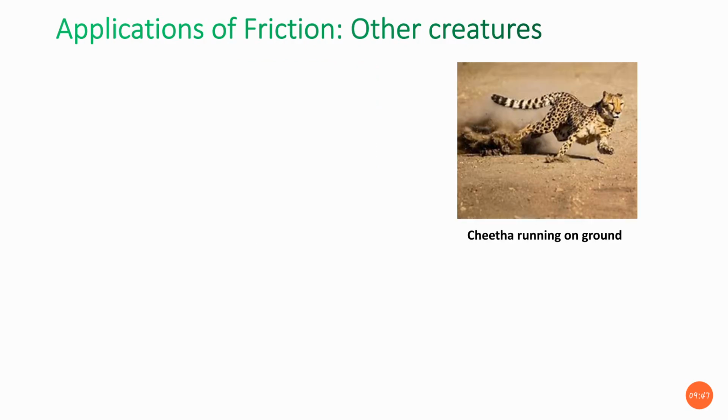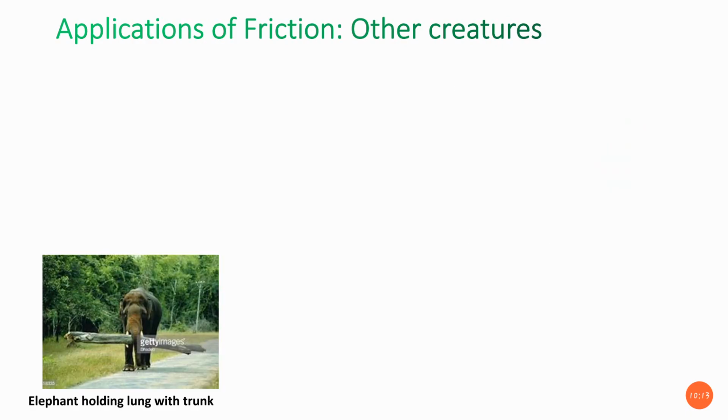And the next one: you can see the cheetah running on the ground. Can you see how fast it moves? That's because the grip on the ground is good. If the ground is not up to the mark, we can see material starting to be thrown up at the back of its legs. That means the friction is not up to the mark. While changing directions also, friction is very important for the cheetah.